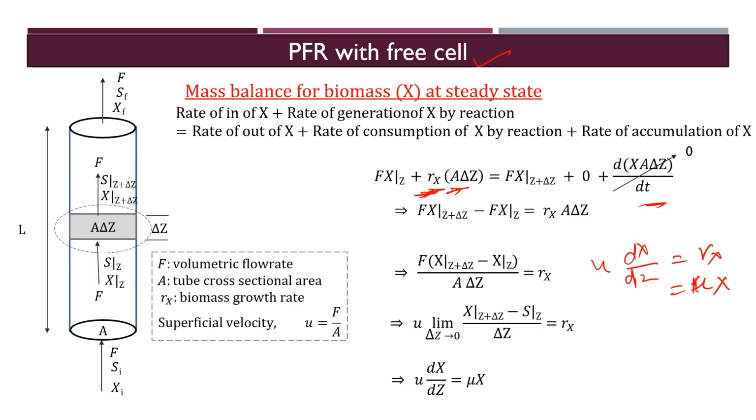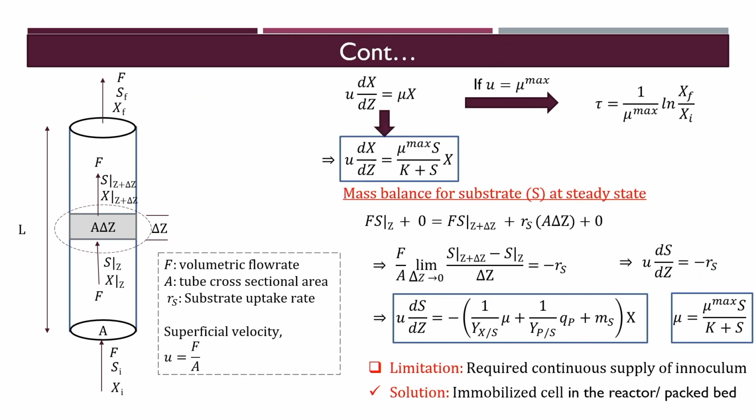So, in this way we got the final equation U into dx upon dz equals mu into x, and this again mu will be written as mu max S upon Ks plus S, and if you integrate it, dx upon x will be ln xf upon x0 equals 1 upon U mu max, if you assume mu equals to mu max, that is it.